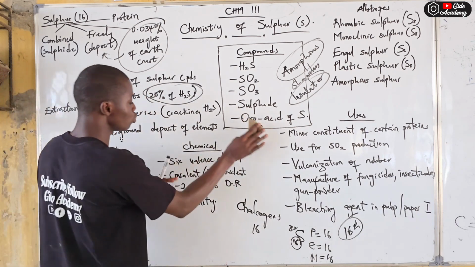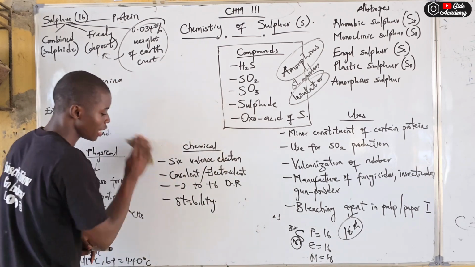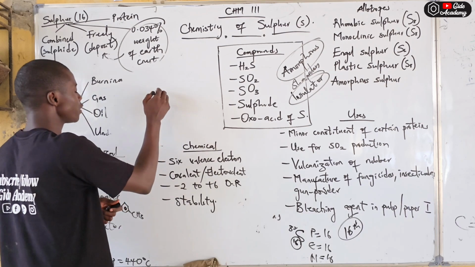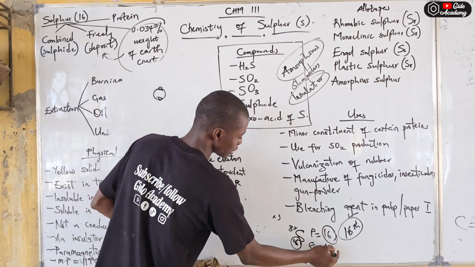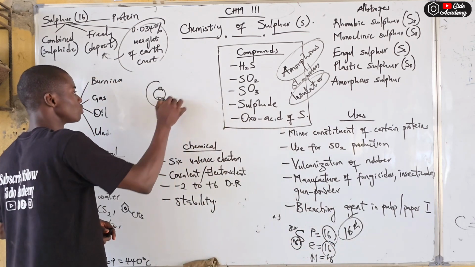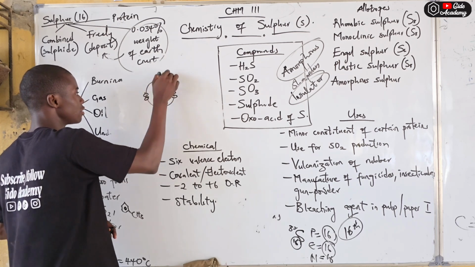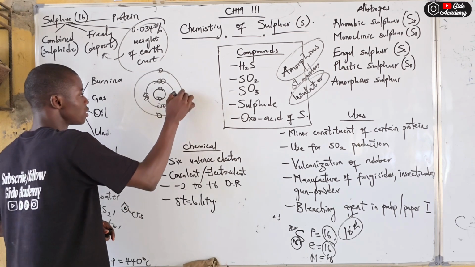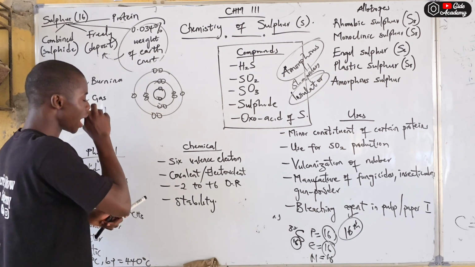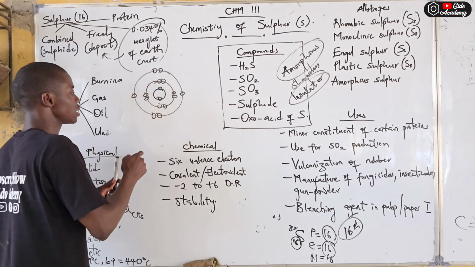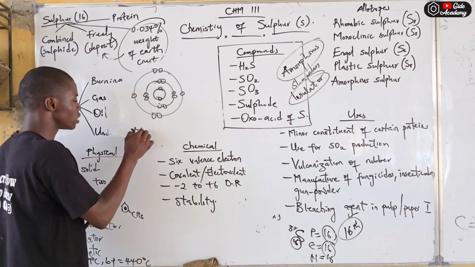So let's quickly run through the chemical properties of sulfur. The first one is that it has 6 valence electrons. First of all, let's draw the shells of sulfur. Remember, it has 16 electrons. Let's draw 1, 2, 3, 4, 5, 6, 7, 8, 9, 10, 11, 12, 13, 14, 15, and 16. The first thing that will come to your mind is, how many valence electrons do we have in the outer shell? Let's count: 1, 2, 3, 4, 5, and 6. So as long as you have 6 valence electrons, you have plus 6.